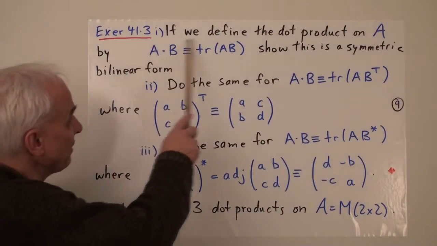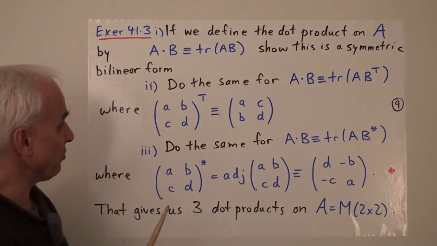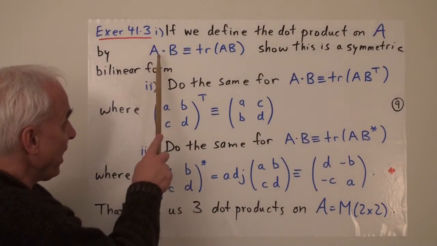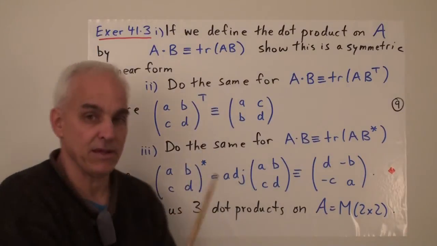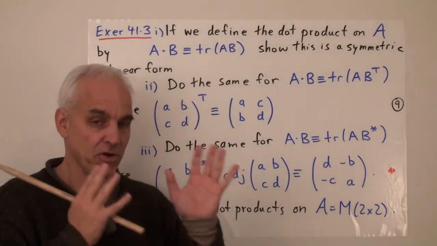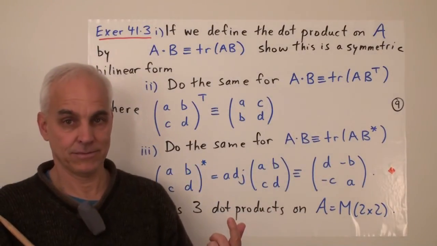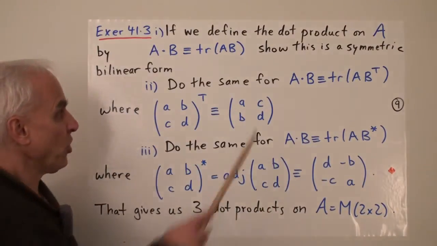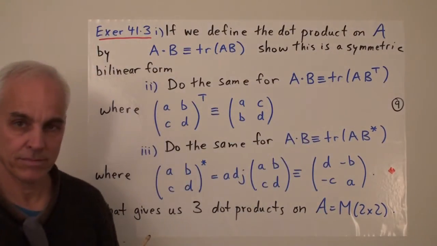So the first one, if we define the dot product on A, which is our algebra of 2x2 matrices, in this way, that A dot B equals trace of AB. All right, so you have two matrices A and B. To form their dot product, you multiply the two matrices and take the trace. So you have to show that this is a symmetric bilinear form.